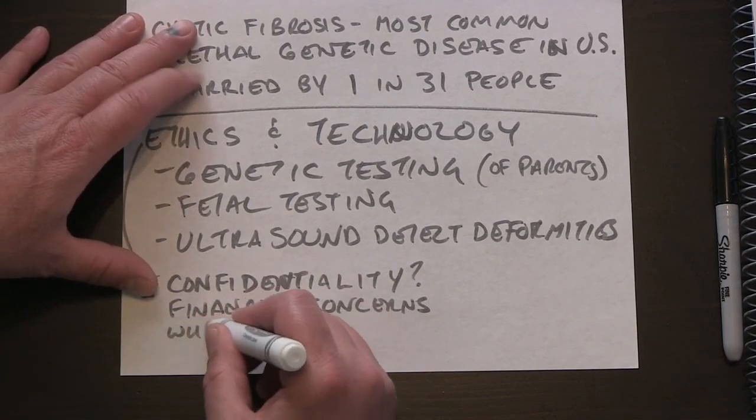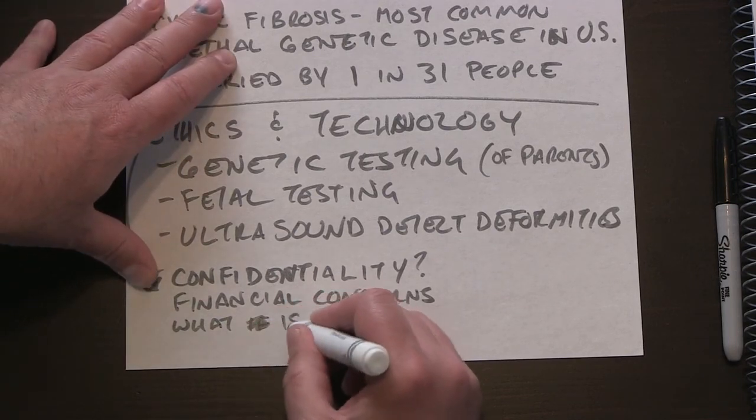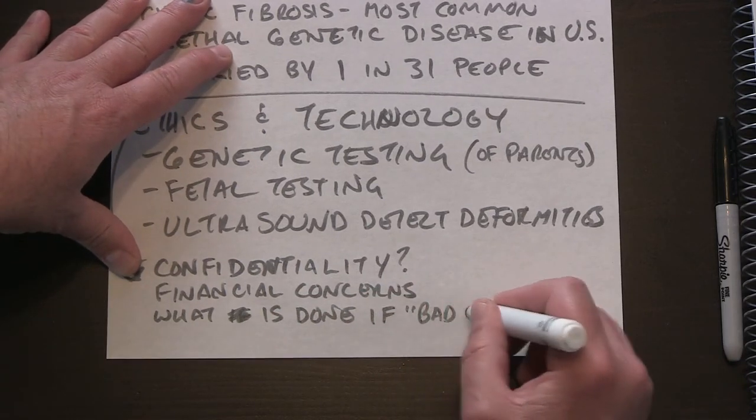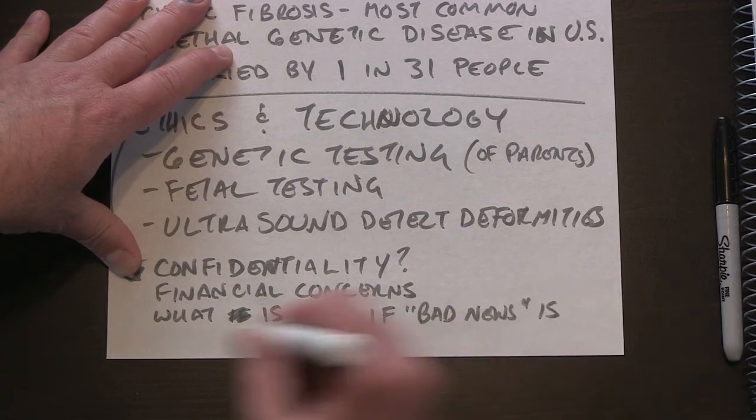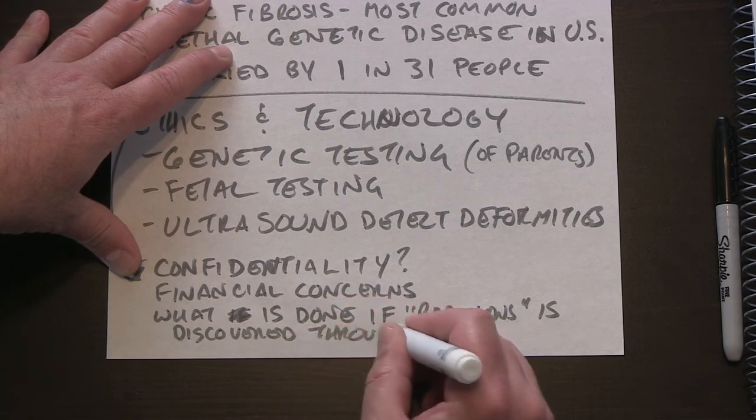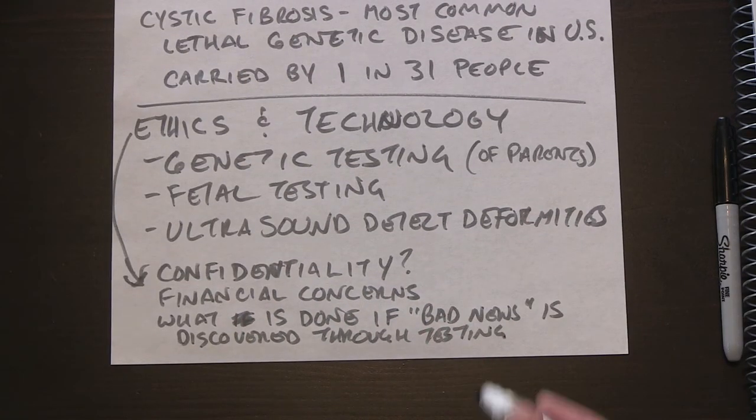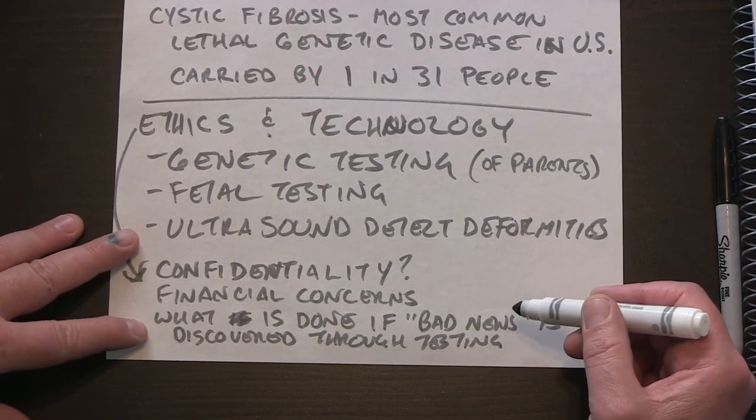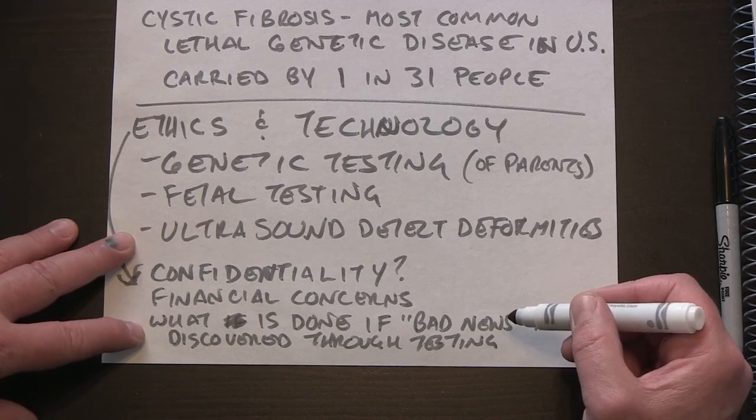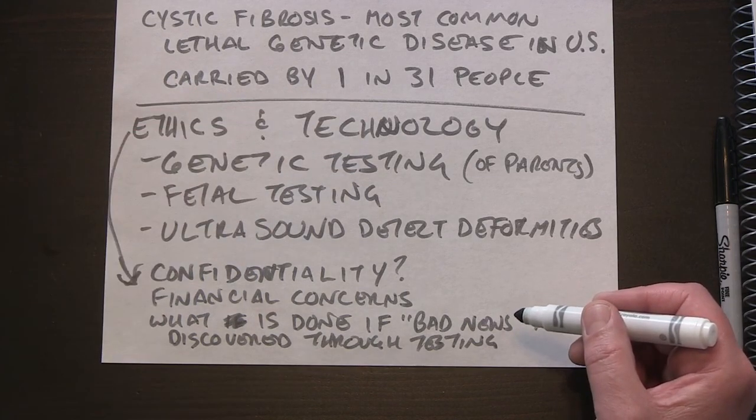And then, what if you find out that you've got a disease? What is done if, let's say, bad news is discovered through genetic testing? And then it gets into the whole question. I mean, this is one of those things where, if you find out that you're having a baby that's got some sort of really horrible disease, do you abort the baby or do you keep it? So these are things to think about. We're kind of going down this slippery slope, right?